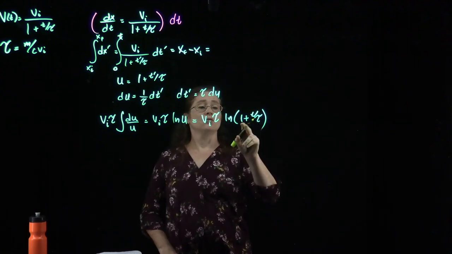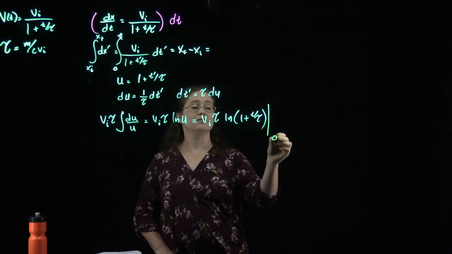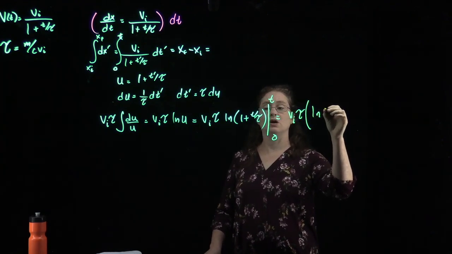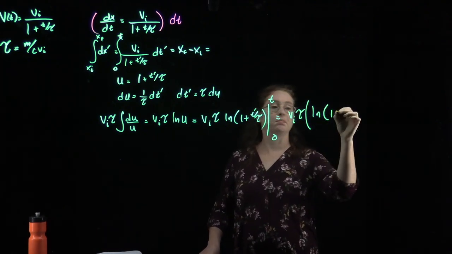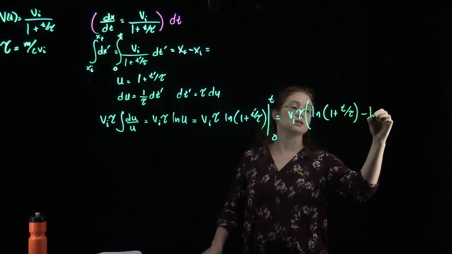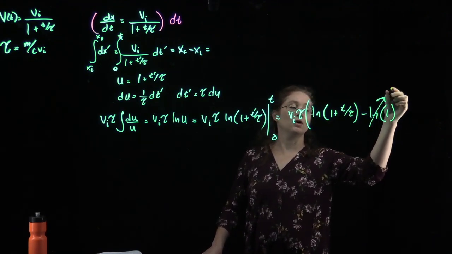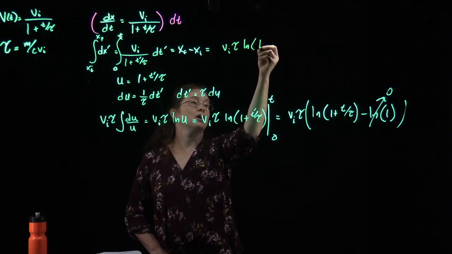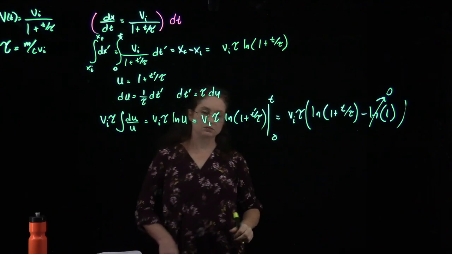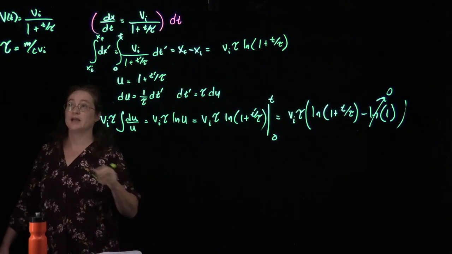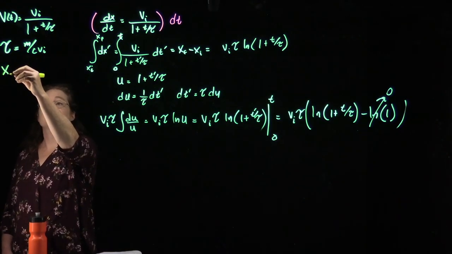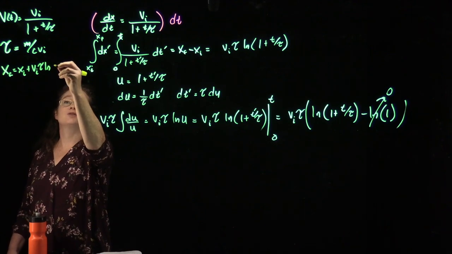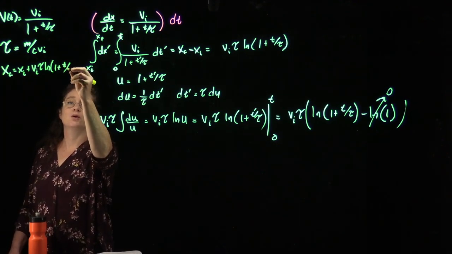All right, so then when I put in the limits, I have 0 to t. So this is v initial tau times the natural log of 1 plus t over tau minus the natural log of 1. Now the natural log of 1 is 0. So on this side, I am left with v initial tau natural log of 1 plus t over tau. All right, then I get that my answer is that x final equals x initial plus v initial tau times the natural log of 1 plus t over tau.